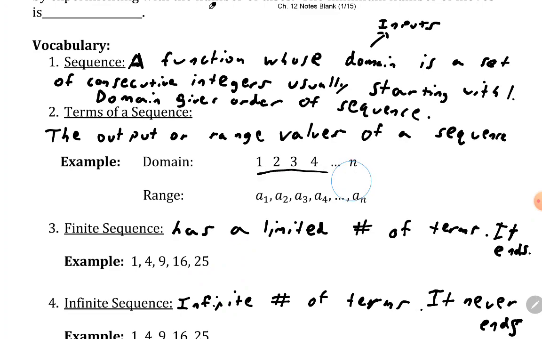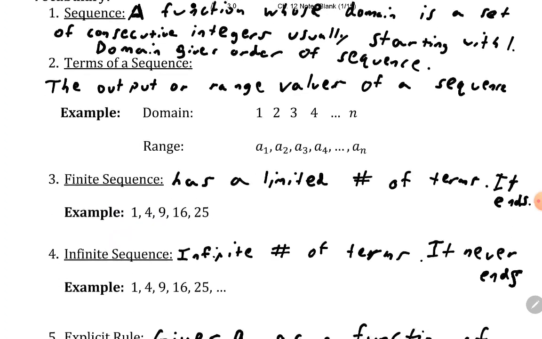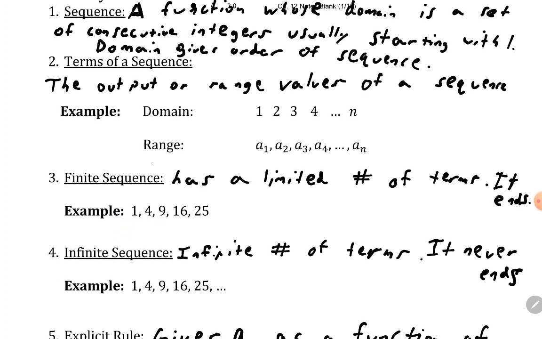And the range is the numbers that we get out. That would be the 1, 4, 9, 16, 25. The terms of a sequence are basically the output. So 1 is a term, 4 is a term, 9 is a term, 16 is a term, and 25 is a term of the sequence. So once again, we have a sequence domain. If we plug in 1 into the sequence, we'll get 1. If we plug in 2, we get 4. We plug in 3, we get 9, 4, 16, 5, 25.